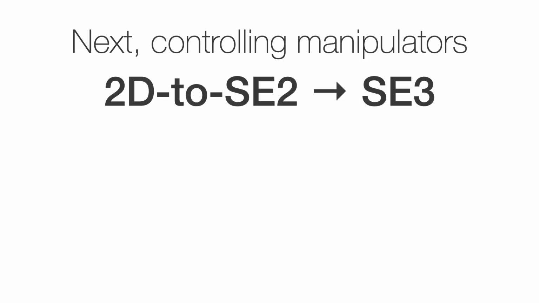The next step in our work was to develop the interfaces for controlling robot manipulators, using these different ways of controlling SE2. In particular, we focus on direct control of the end effector of a standard 6 or 7 degree of freedom robot arm, which corresponds to control in SE3. That is three-dimensional position x, y, and z, and three-dimensional rotation around the different axes.